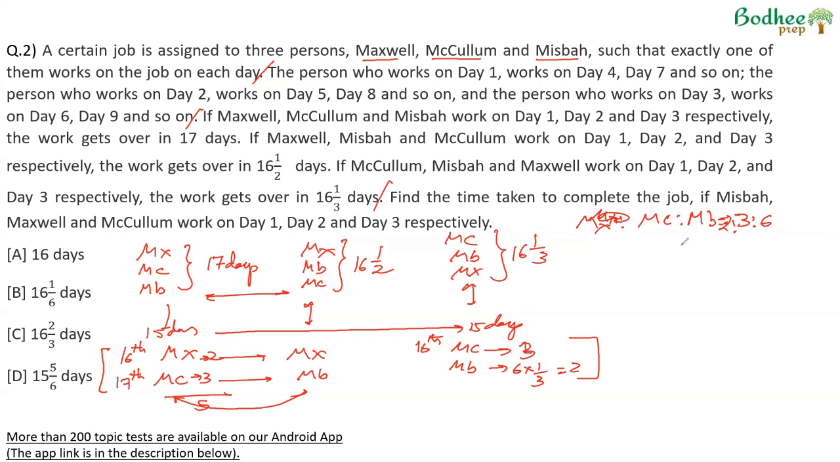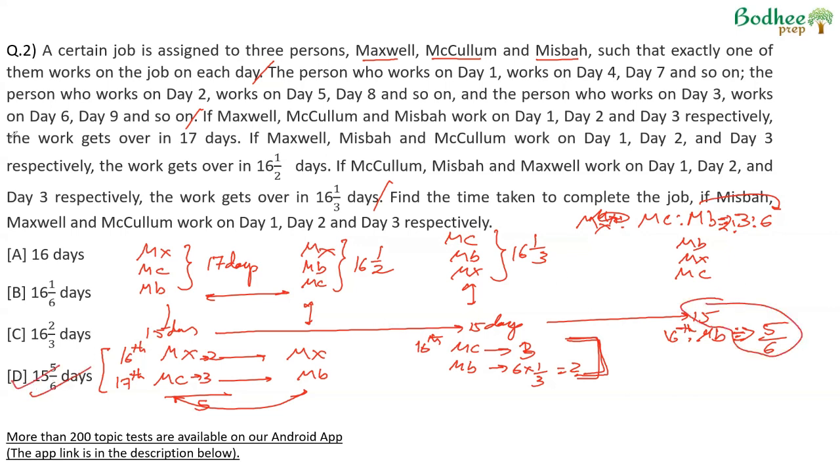The question says find the time taken if Misbah, Maxwell, and McCullum work on day 1, 2, 3. Now again till day 15, the amount of work done will be the same, because everyone would have worked for 5 days each. What is left is 5 units of work, and on the 16th day, Misbah will come to work. Misbah can do 6 units of work, but only 5 units of work is to be done. So the entire day will not be required, only 5/6 of the day. Misbah can do 6 units in a day, therefore 5/6 of a day will be required. So total time taken will be 15 5/6 days, and that becomes the answer.